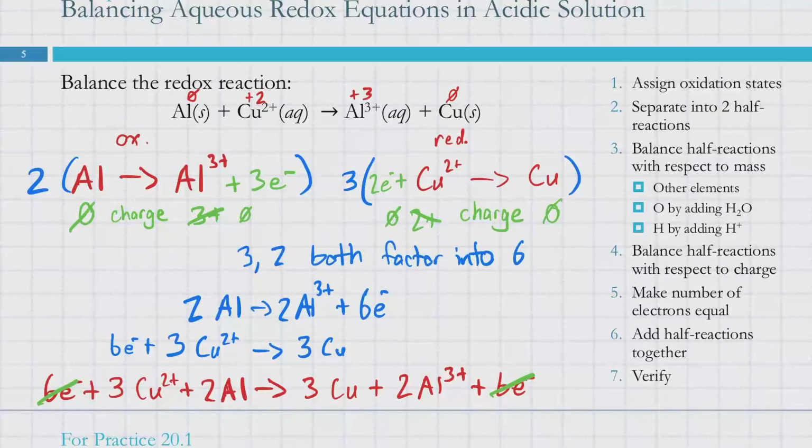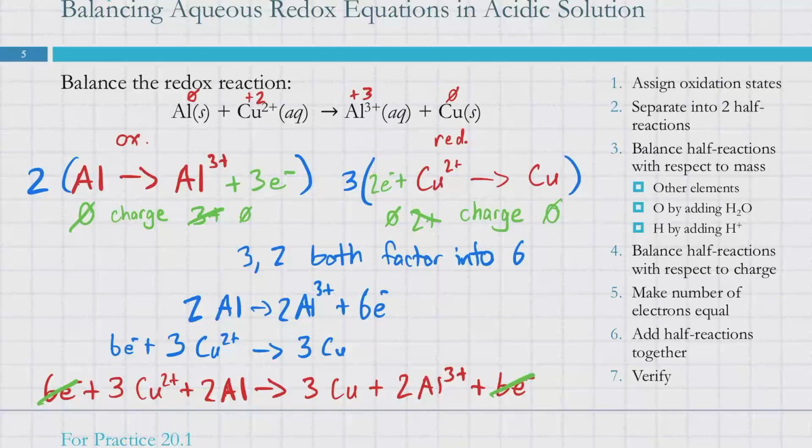And then the last thing to do would be to check and make sure that we've got everything still balanced up. So we've got 2 aluminum on the left side, 2 aluminum on the right side, 3 copper on the left side, 3 copper on the right side. We also have to look at charge. So we've got 3 copper ions that have a 2+ charge each. That's a total of 6+ charge.